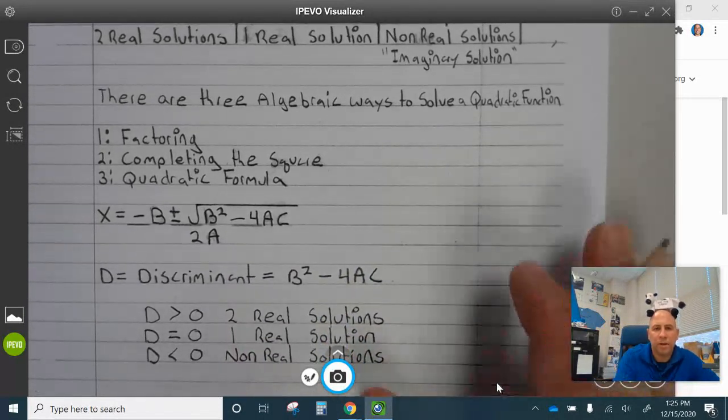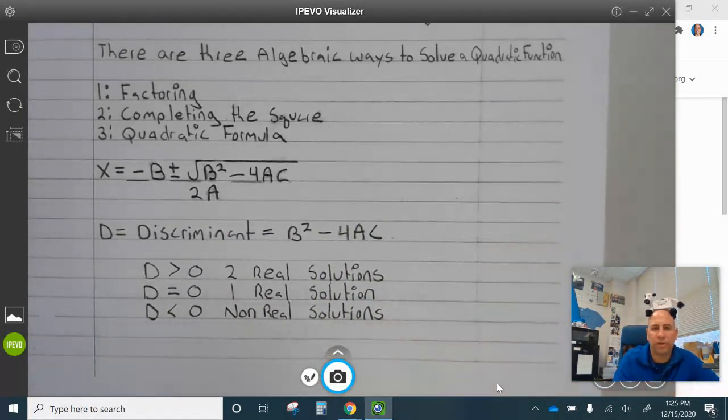There are three ways to solve a quadratic function. 1, factoring. 2, completing the square. 3, quadratic formula, which is x equals negative b plus or minus the square root of b squared minus 4ac, divided by 2a.